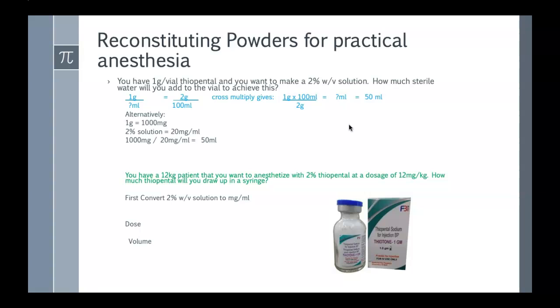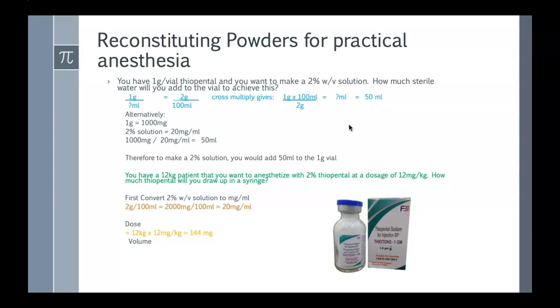So first off, I'm going to convert 2% weight to volume solution to a mg per mil, and then we'll get our dose and our volume. So 2 grams divided by 100 milliliters is 2,000 milligrams per 100 mil. So then, of course, we get 20 mg per mil. So we know that 2% solution, weight to volume, is a 20 mg per mil solution.